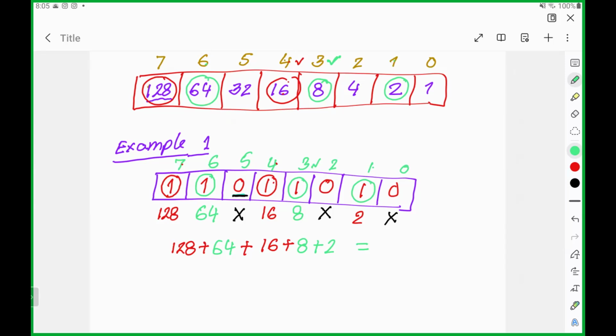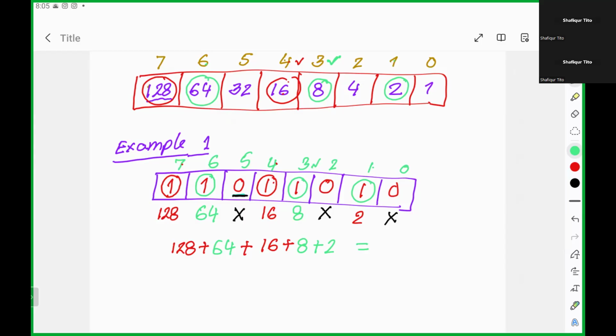Okay, so 128 plus 64. Hopefully you can see my screen. Okay, that's all right. We will do the calculation: 64 plus 16 plus 8 plus 2 is 218. Hopefully we have got the same number as in the last class.